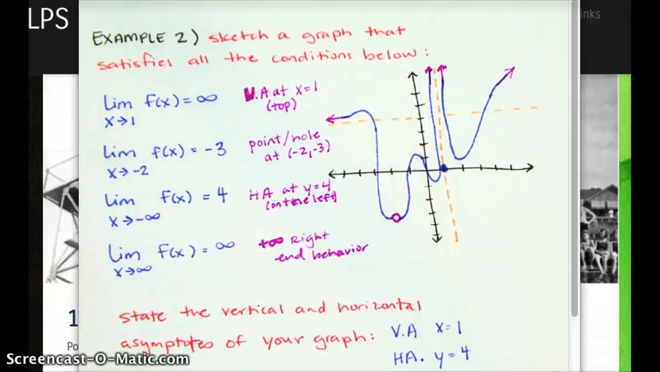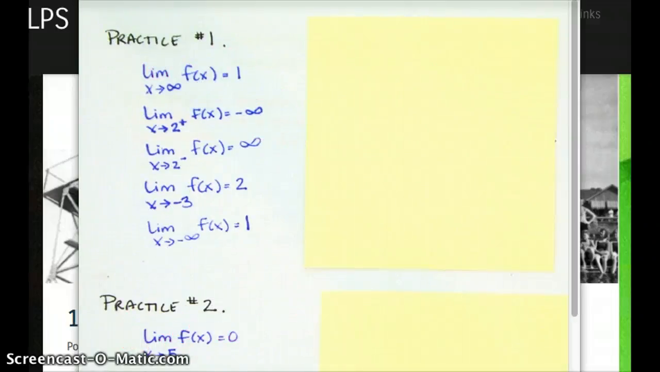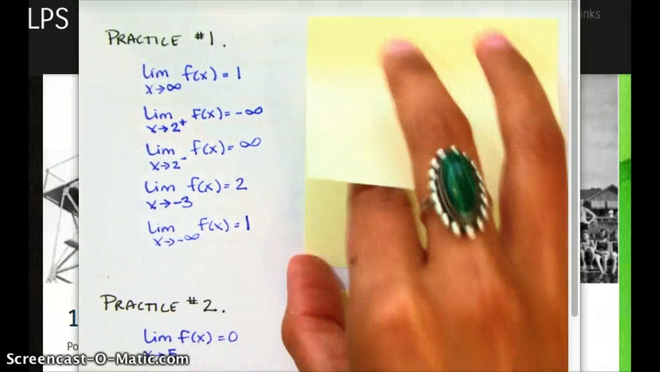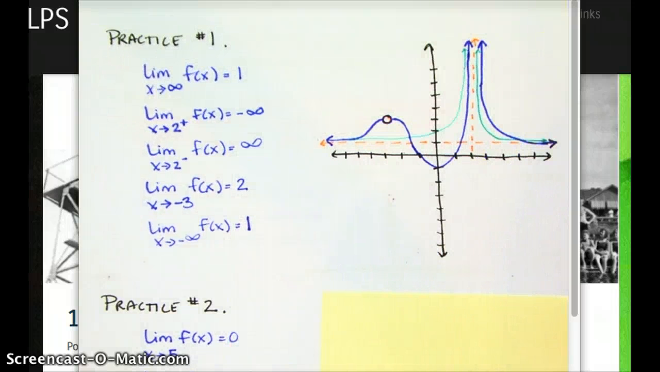Let's do some practice problems. I'm going to show you a series of conditions, and you're just going to work it out and then compare your graph to mine. Here's your first practice problem. Hit pause, and then when you press continue, I'll show you my graph. Great. Here's what I drew. Keep in mind that my graph may not look exactly like yours. In fact, I have a blue graph and a green graph to model two possible ways you could have connected the dots. If you need to see it for longer, pause the video.